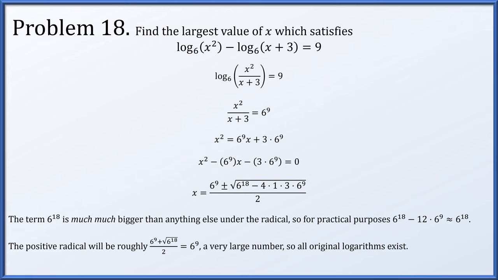So you could take that enormous positive number and plug it in for x, and x squared and x plus 3 would both be positive. That will be a solution to the original expression. So the largest solution is the largest solution to the quadratic we found: 6 to the 9th plus the square root of 6 to the 18th minus 12 times 6 to the 9th, divided by 2. Of the two solutions we found, the first thing we did was say, let's just test if the bigger one is actually a solution, and then we won't even have to worry about the smaller one, and it was, so we're done.